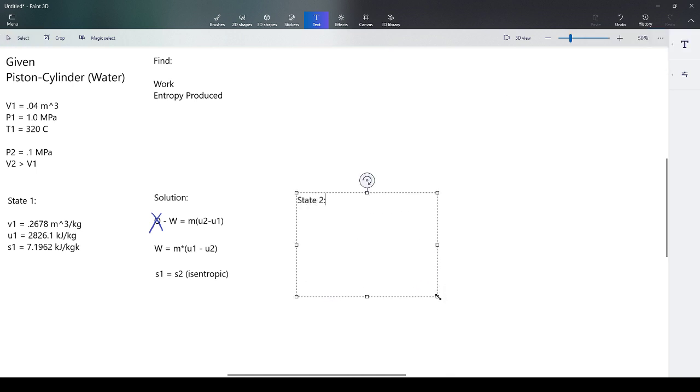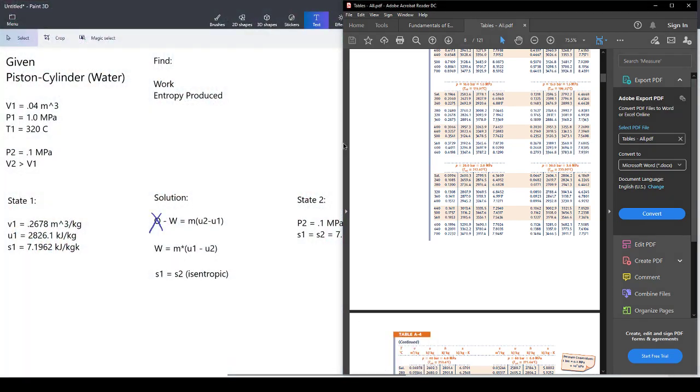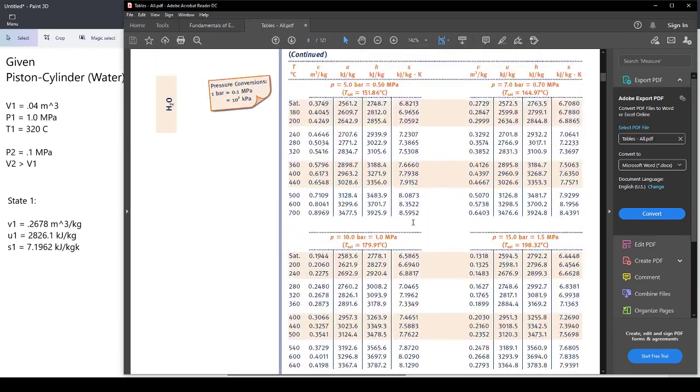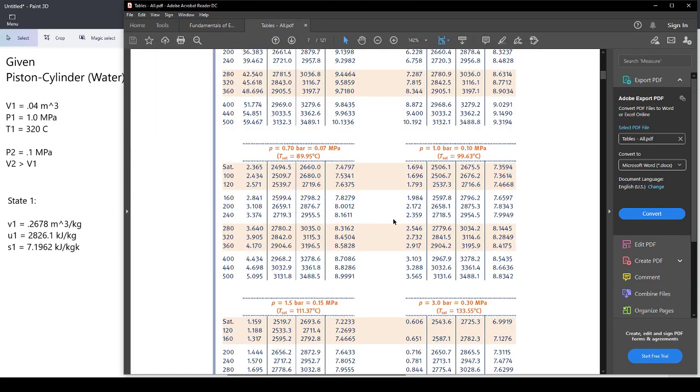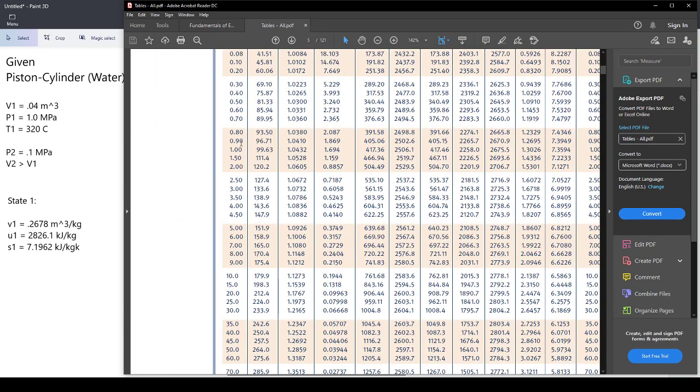So state 2. What we know so far is that P2 is equal to 0.1 MPa, right? And we also know that S1 is equal to S2, which means that we know S2 is equal to 7.1962. So knowing these two things, we can go to the chart. And when we go to this chart, we're going to have to find where this exists. So 0.1 and 7.1962. Let's go find 0.1. 0.1 MPa is 1 bar. So 1 bar right here.